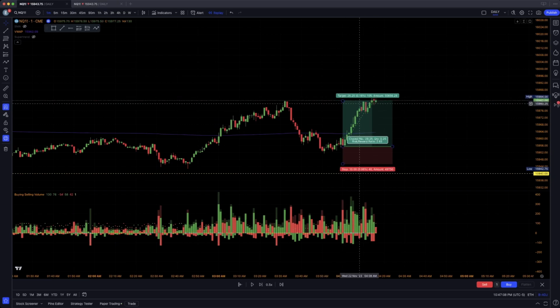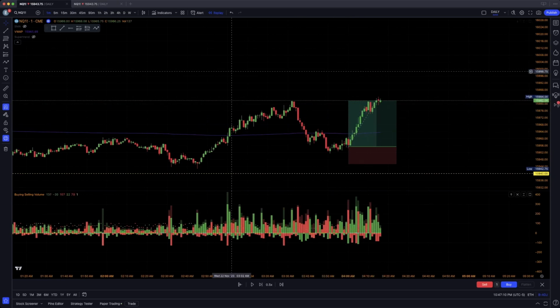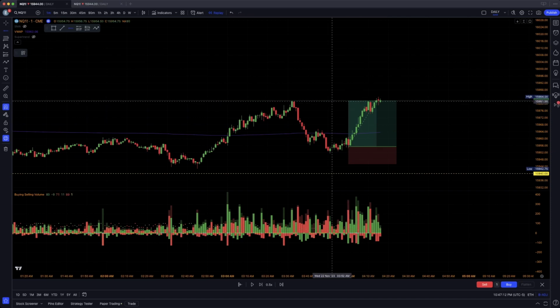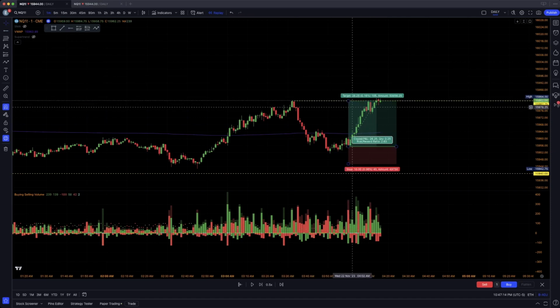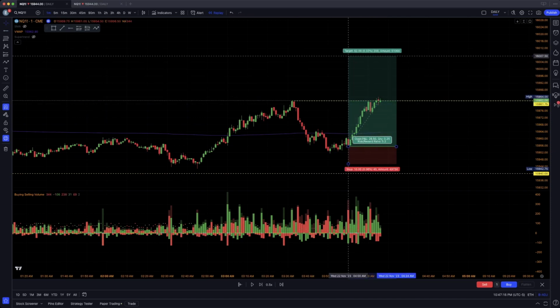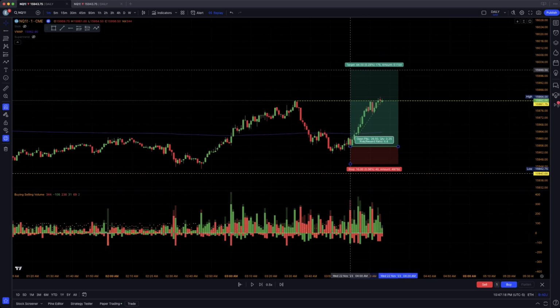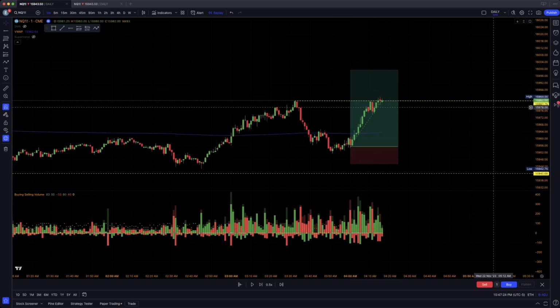Okay, take profit one touched. Now I'd scale out 25% of my position right here. And I would look to move this next one right here, just below 1600.